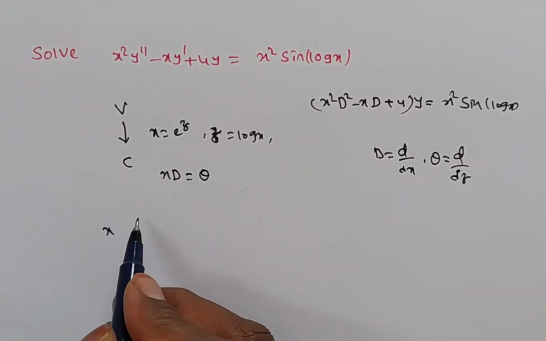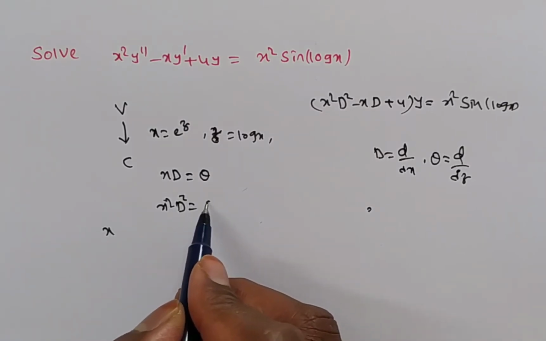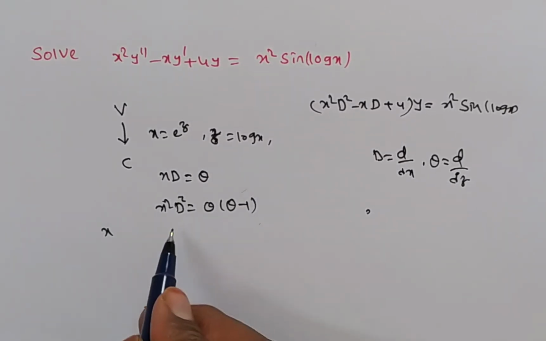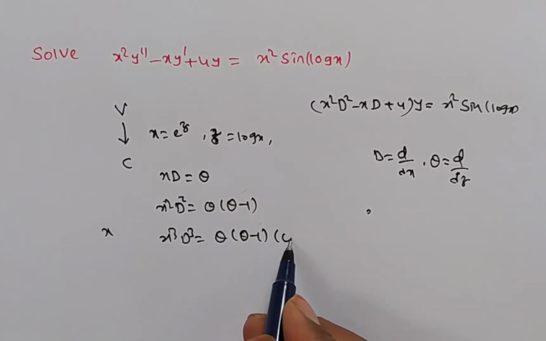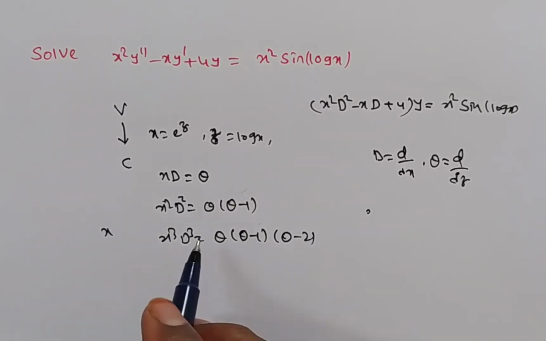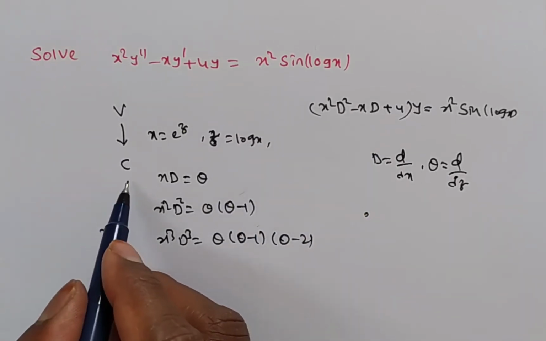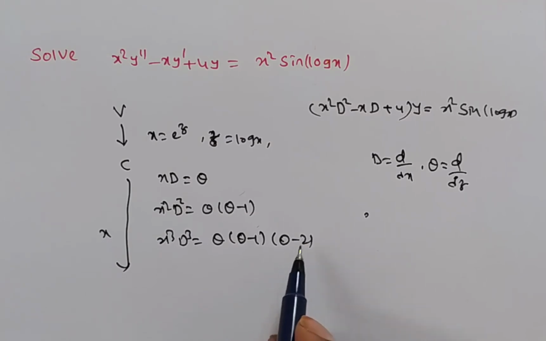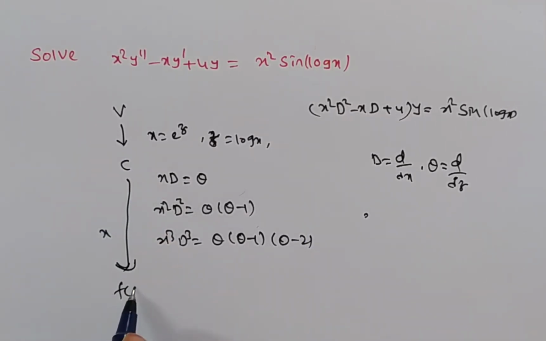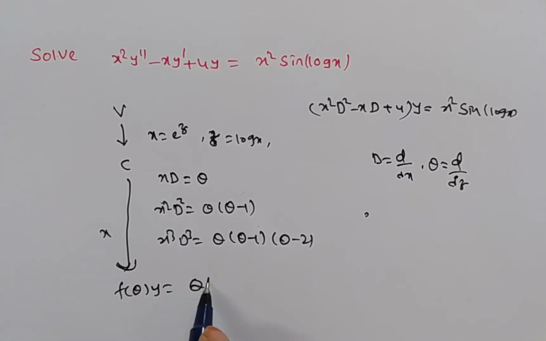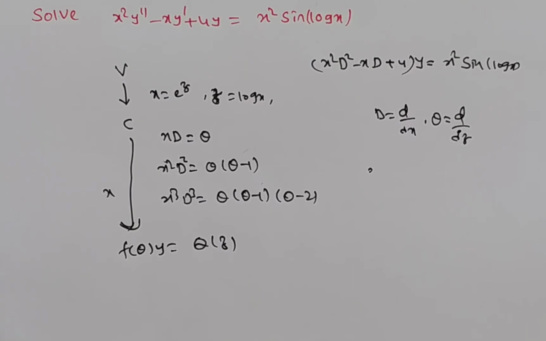Now x squared D squared you can write as theta into theta minus 1. Suppose x cubed D cubed is there, then we need to write theta into theta minus 1 into theta minus 2. Now you substitute all these values in the given problem. Then you will get from the variable coefficients to constant coefficients, that is in the form of f of theta into y is equal to Q of z. So this is in the form of f of D into y is equal to Q of x form, or not?